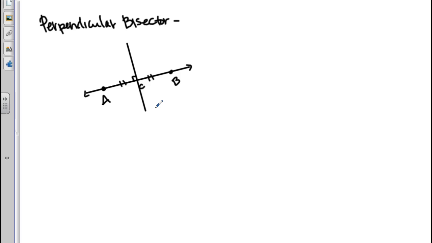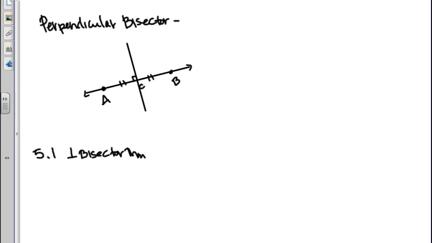All right, so the first theorem that we need to look at is theorem 5-1. You will need to look that up in your book and get that copied into your notebook. Perpendicular bisector theorem. The perpendicular bisector theorem says if a point is on a perpendicular bisector of a segment, then it's equidistant from the endpoints of the segment.